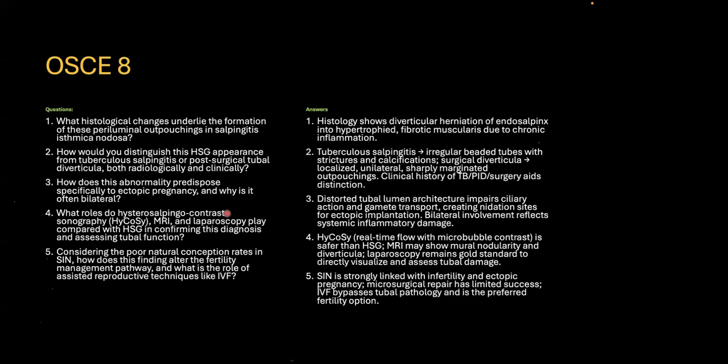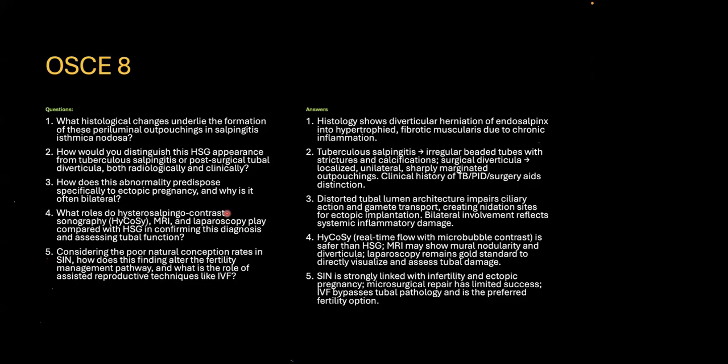How does this abnormality predispose specifically to ectopic pregnancy? So, because of the impaired ciliary action and gamete transport, which is caused secondary to distorted tubal lumen architecture, there would be a nidus created for ectopic implantation.